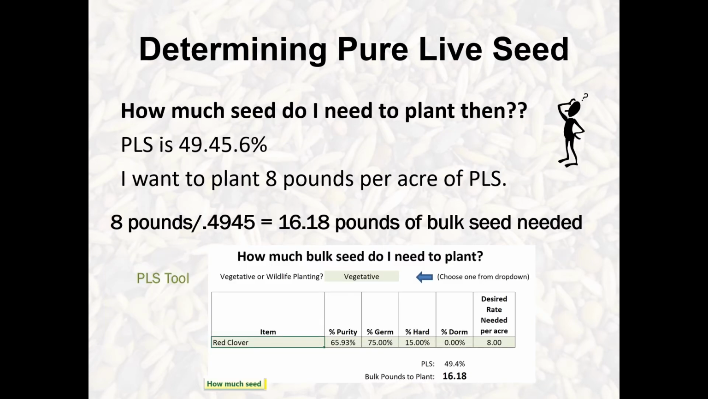So we'll take the desired rate of 8 pounds of red clover in this example and divide it by the pure live seed percent of 49.5% and find that we need to plant about 16 pounds of bulk seed to get the desired amount of viable seed planted in the ground. Now you can do this by hand or by pencil, or you can also do it by running it through the Pure Live Seed tool.